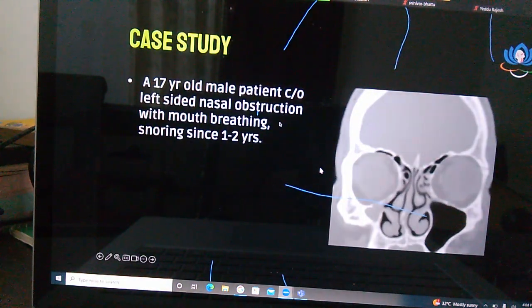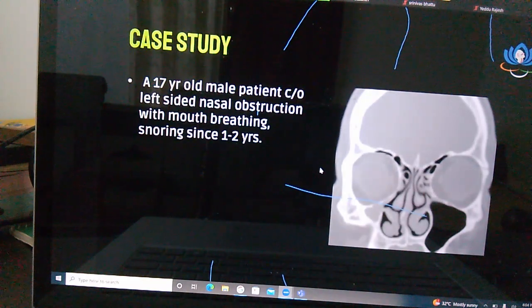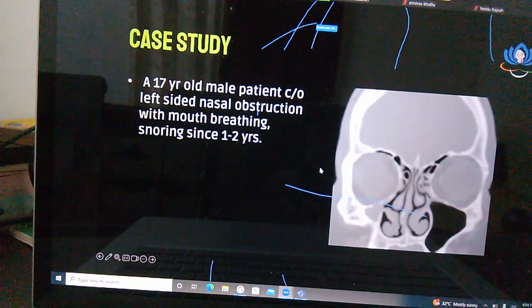Please don't write on the screen, please. Doctor, can you wipe these lines? It is a little disturbing for me. And this is the next case study, a 17-year-old male patient. Dr. Gurmeet, please, can you remove these lines?